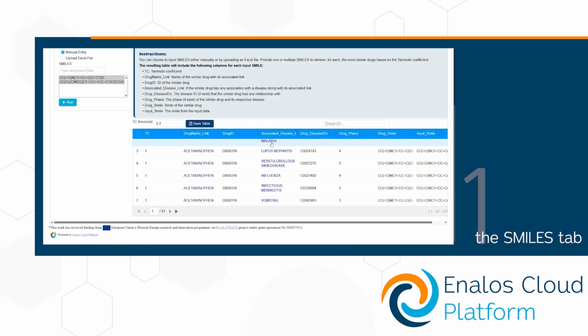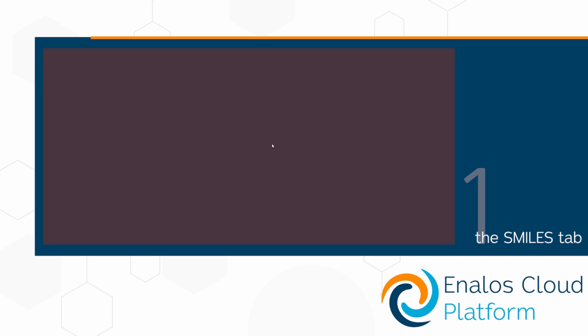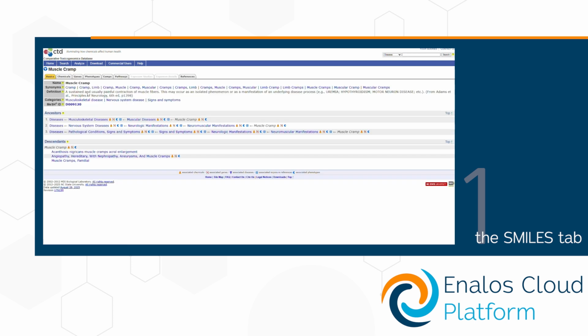We can also check the links for the diseases. The tool attempts to connect each disease to the comparative toxicogenomics database by searching its name. This may return multiple results, but we can manually select the correct one. This database provides a wide range of information for each disease, including associated chemicals, genes, phenotypes, and more.